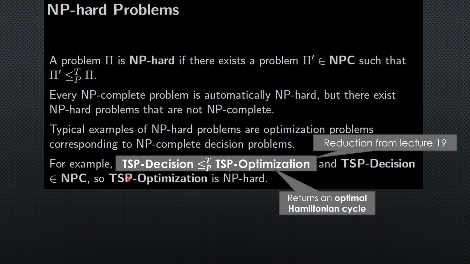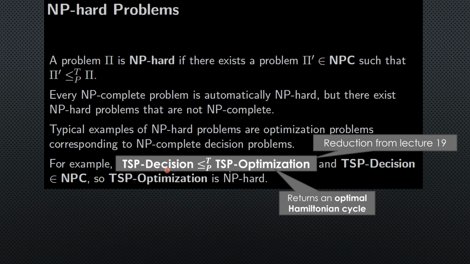For example, we talk about TSP decision and TSP optimization. Optimization wants you to return an actual optimal Hamiltonian cycle, not just a yes or no, is there a Hamiltonian cycle of weight at most t, right? So this is the decision flavor, this is an optimization flavor. We showed earlier on in lecture 19 that you could reduce TSP decision to TSP optimization. This is actually a reduction. This is a Turing polytime reduction. We showed the existence of such a reduction, which means that TSP optimization is NP hard because TSP decision is NP complete.